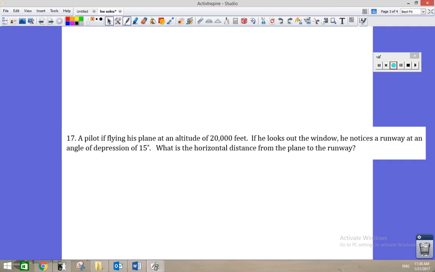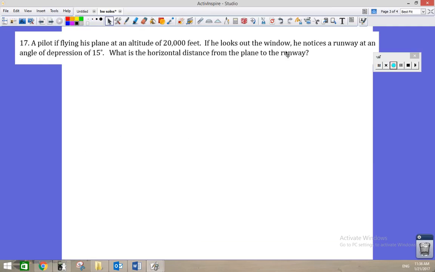All right. We've got a pilot flying his plane at an altitude of 20,000 feet. He looks out the window. He notices a runway at an angle of depression of 15 degrees. What's the horizontal distance from the plane to the runway?